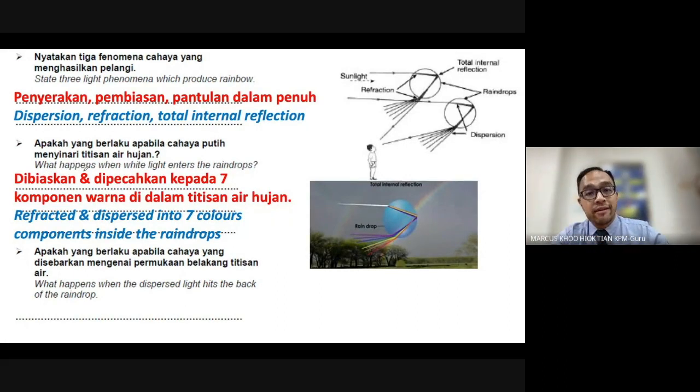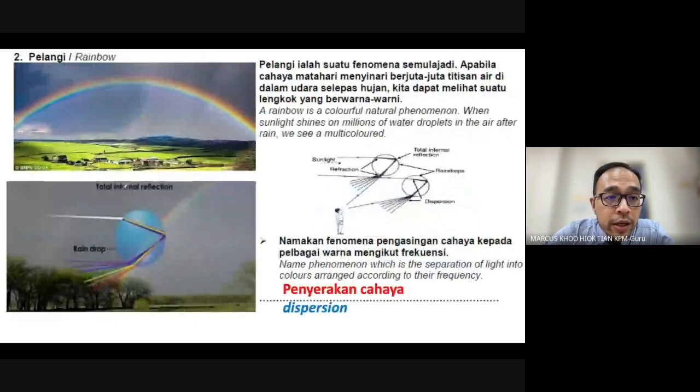It will be refracted and then dispersed into 7 different colors inside the raindrops. As you can see over here, it's a little bit smaller. Let me show it to you. When the white light enters the raindrop, it will disperse and refract into 7 different colors. But because the water is more dense and outside is less dense, and the critical angle of a water droplet is actually very small, it will totally internally reflect. And then when it hits over here, it will refract, and that's how you get the 7 colors of the rainbow.